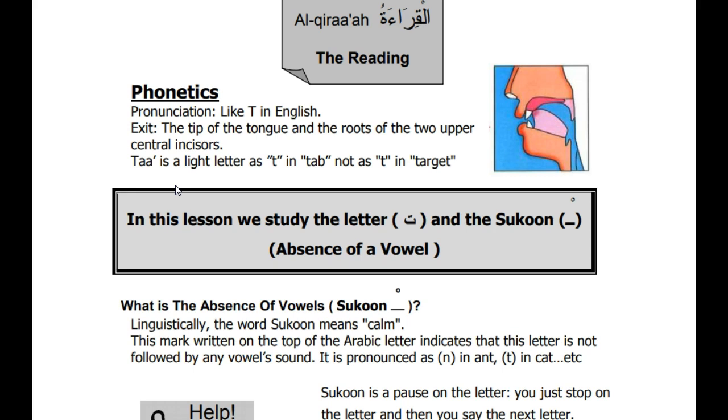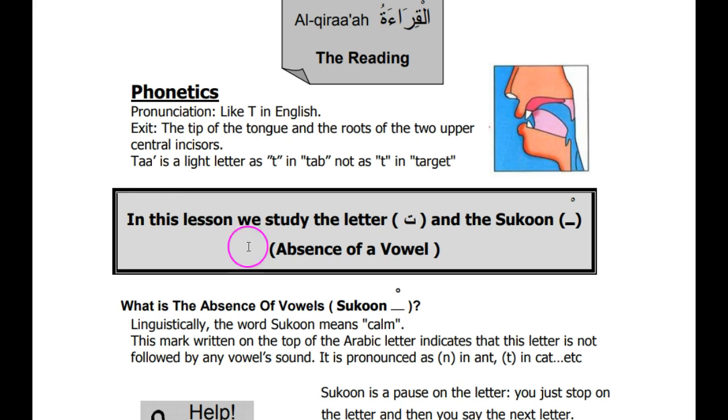Ta is a light letter, as in tab, not as in target. Target will be like ta, another letter. Tab will be light. If you compare target with tab, you will see that in tab you're sort of smiling. In target, you are making it more round. Okay?